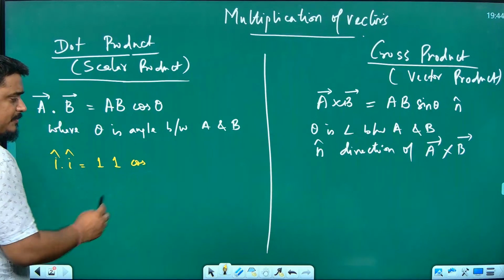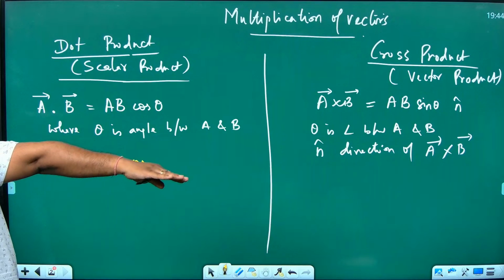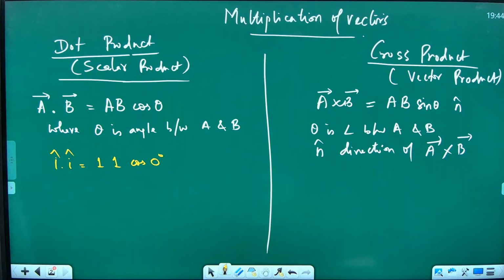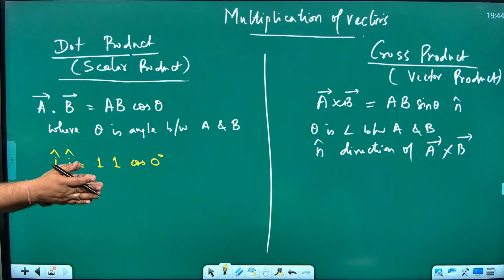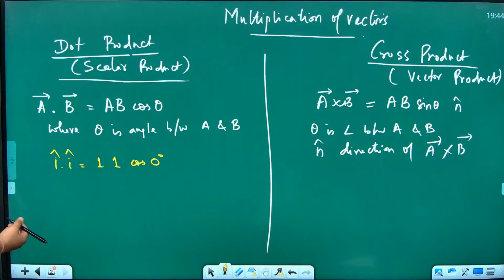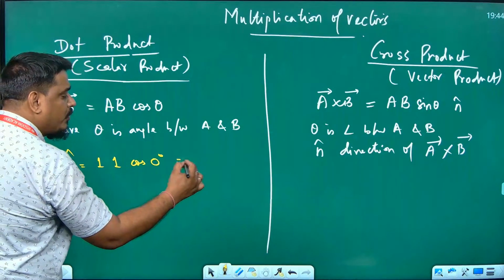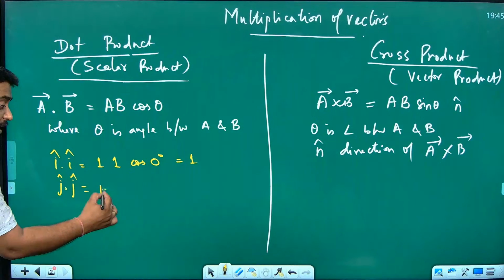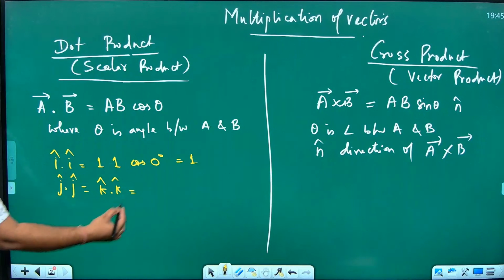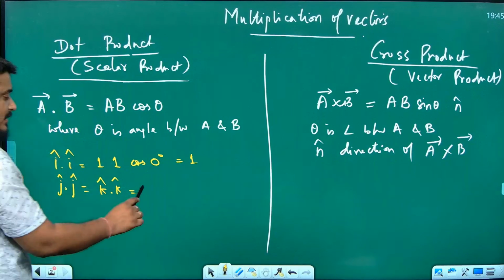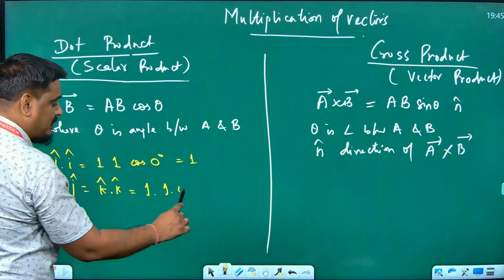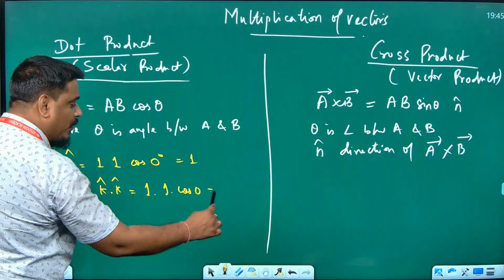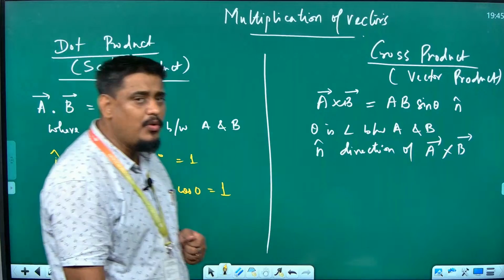What is the angle between them? X axis and x axis, what is the angle between them? 0. i cap is x axis, another i cap is also x axis. If two vectors are lying on the x axis, what is the angle between them? 0. So what is cos 0? It is 1. 1 into 1 into 1 will give you 1, common sense. Same way, if I write j cap dot j cap or k cap dot k cap, I hope you are understanding, it is 1 into cos 0, where cos 0 is 1, and 1 into 1 will give you 1.